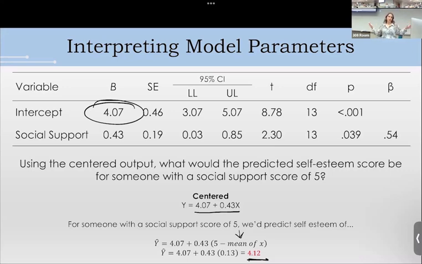That's one of the biggest reasons: it's helpful to know where you predict someone to be on the outcome when somebody is your average X. A more sophisticated answer is, in a couple of weeks, when we get to moderation, centering will help with some of the issues that moderation creates.